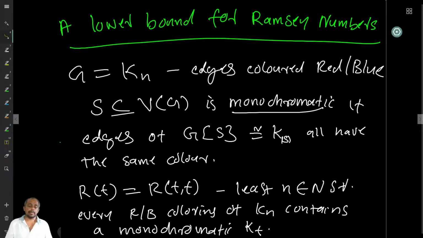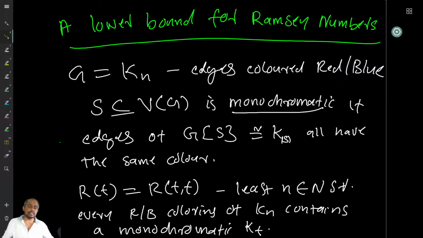So G of S is the induced subgraph on the vertex set S. Since we have a complete graph, we again get a complete subgraph. And if all the edges of this smaller graph on cardinality of S many vertices are of the same color, all blue or all red, then we say it's a monochromatic subgraph.